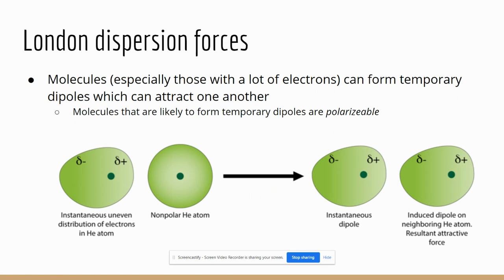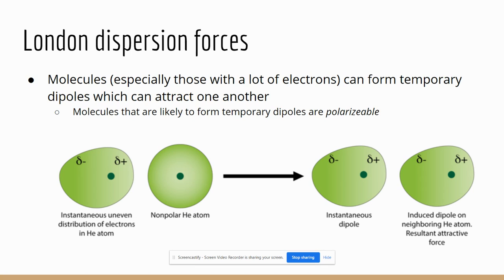Pause here, you don't really need the picture. And then the third type of intermolecular force for this video is London dispersion forces. This occurs with pretty much anything that has electrons, but it is most important for things that we typically consider to be nonpolar, like hydrocarbons. They could actually form what's called a temporary dipole.